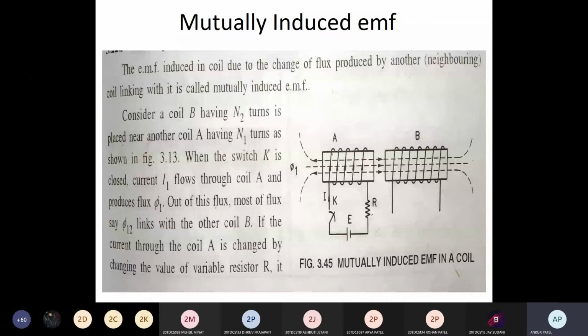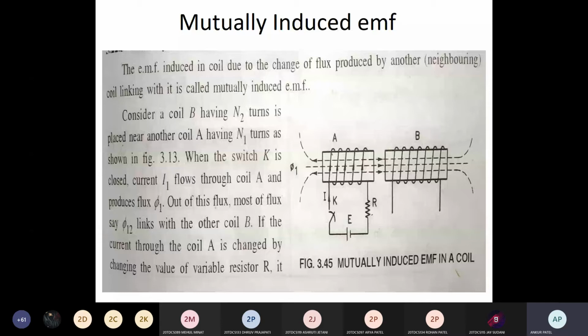So mutually induced EMF: the EMF induced in a coil due to the change of flux produced by another or neighboring coil linking with it is called the mutually induced EMF. Consider a coil B having N2 turns placed near another coil A having N1 turns. When the switch K is closed, the current I1 flows through coil A and produces flux Phi1. Out of this flux, most of it, say Phi12, links with the other coil B.